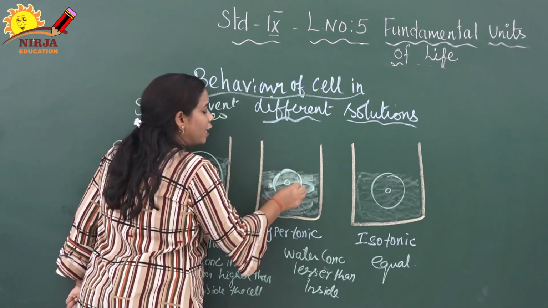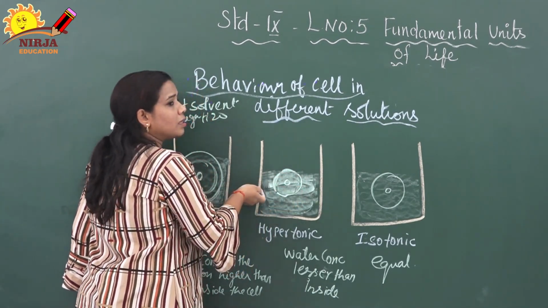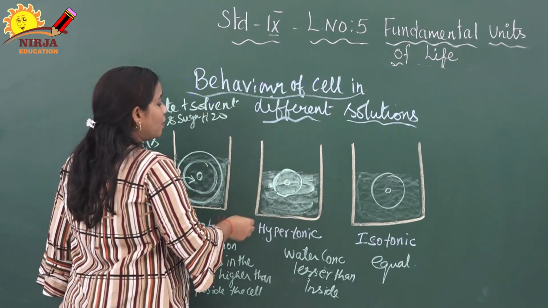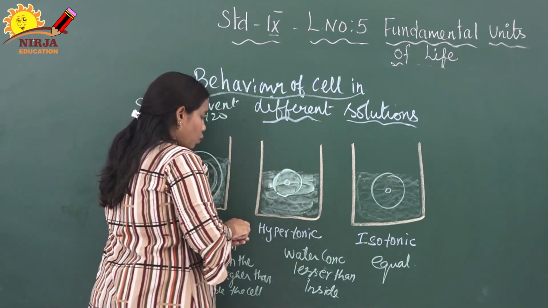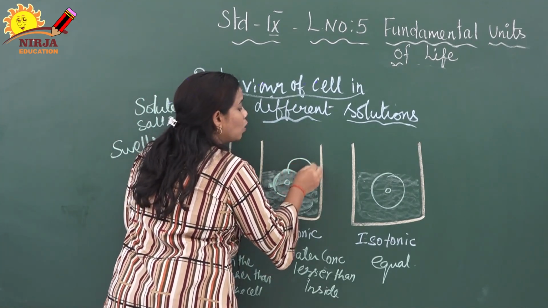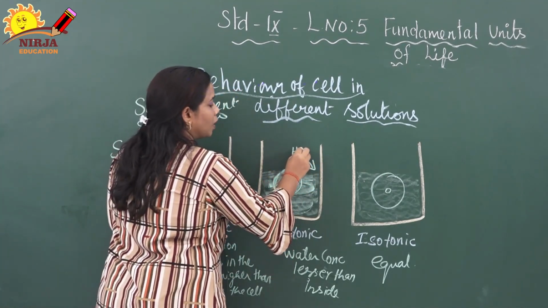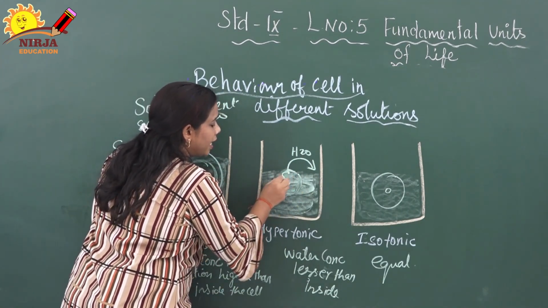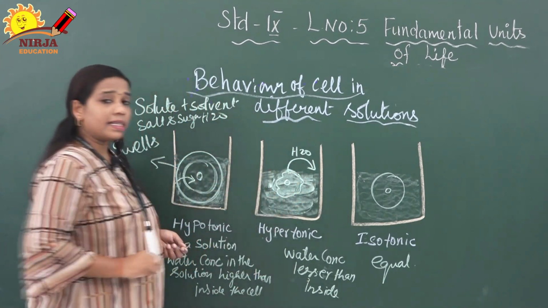So the water level is more inside the cell compared to outside. Outside, the water content is very less. Automatically, what will happen? The water moves from inside to outside the cell, so automatically the cell shrinks. The cell becomes shrunken. Understand what I am telling?